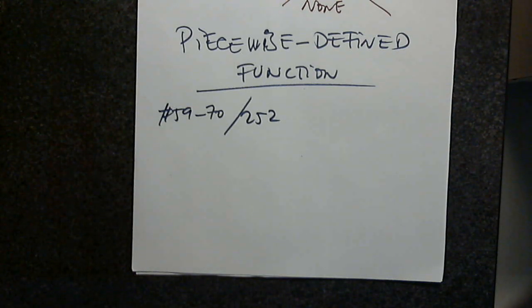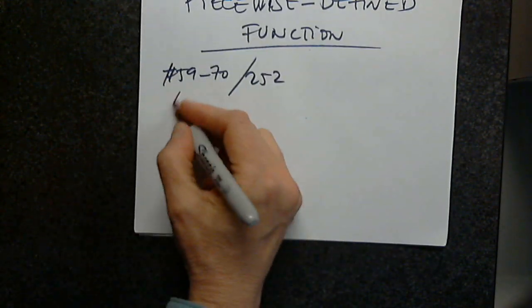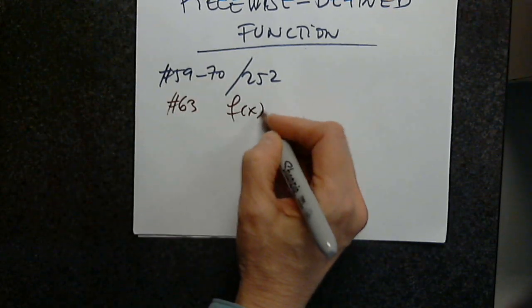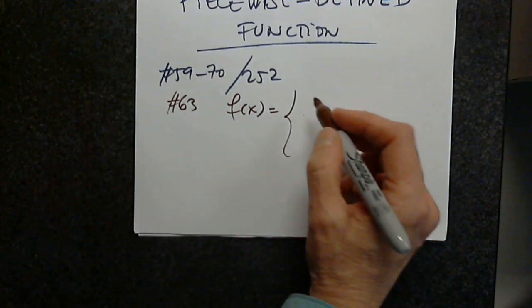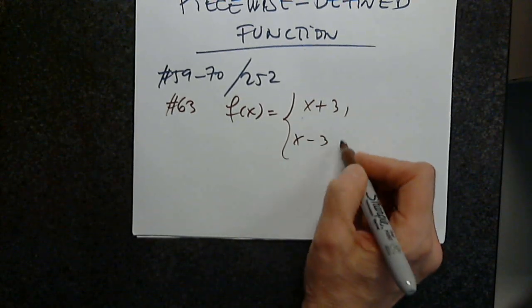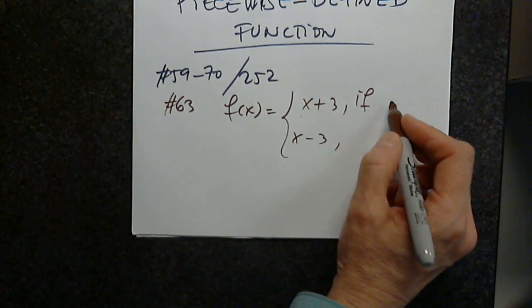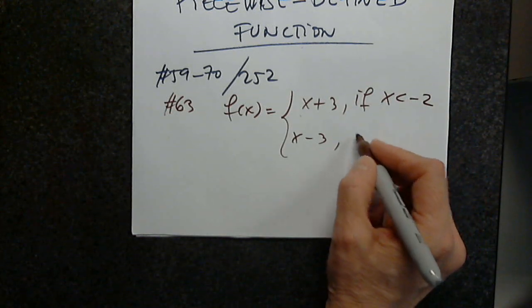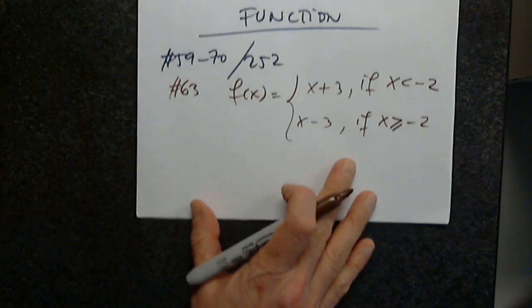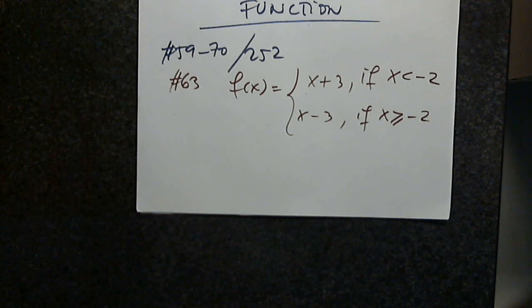63 it is. Perfect. So we have f of x equals x plus 3, x minus 3. The first one is for if x is less than negative 2, and the second for if x is greater than or equal to negative 2. How many pieces does this function have? A phone plan, for example, has 4 or 5 pieces and unlimited after whatever. How many pieces does this function have?